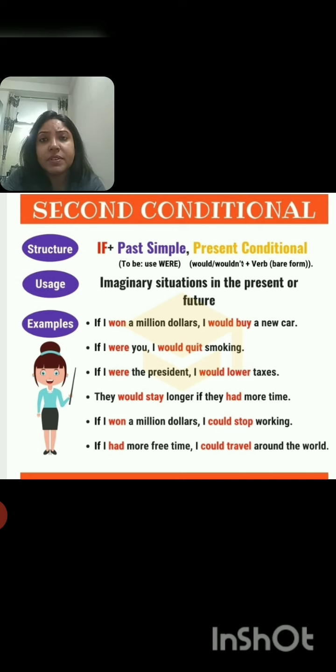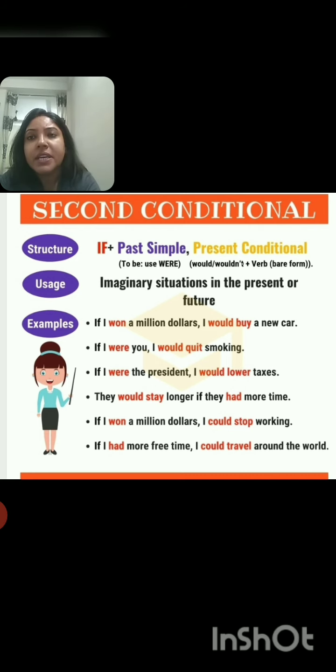The structure of this sentence is if plus simple past plus present conditional. The dependent clause or the if clause of the second conditional begins with if and uses the past simple tense, and the independent clause of the second conditional uses would plus the base form of a verb.